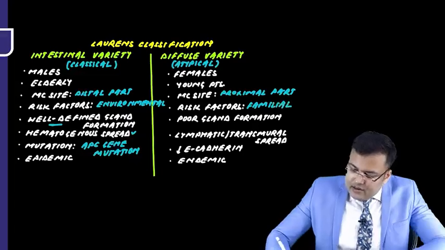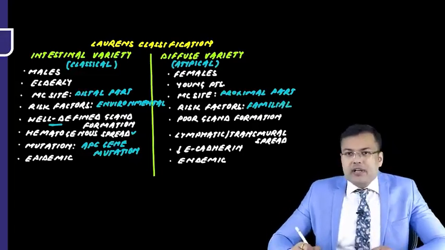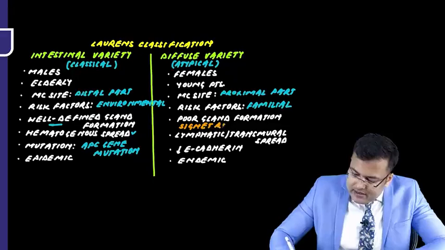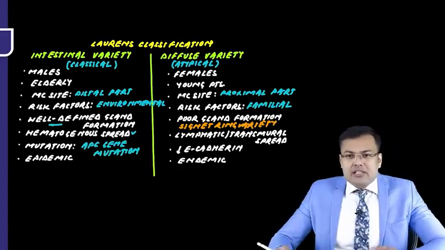Familial risk factors. Poor gland formation. So what kind of variety can you see? Signet ring variety. Poor gland formation. Here we can see signet ring variety. Here there is lymphatic or transmural spread.